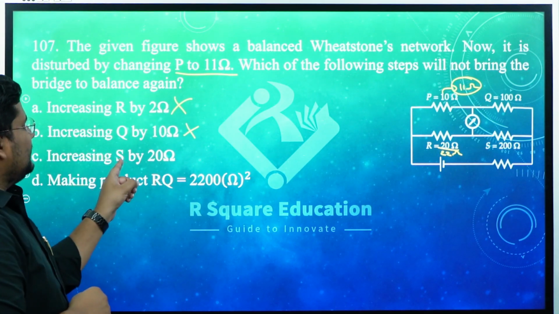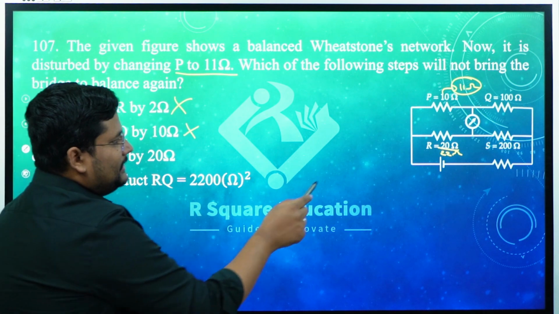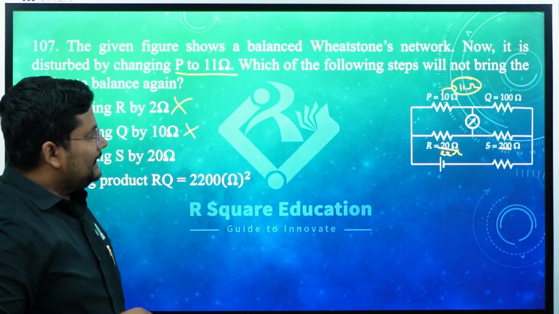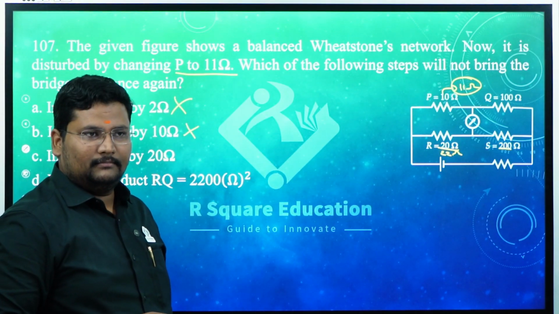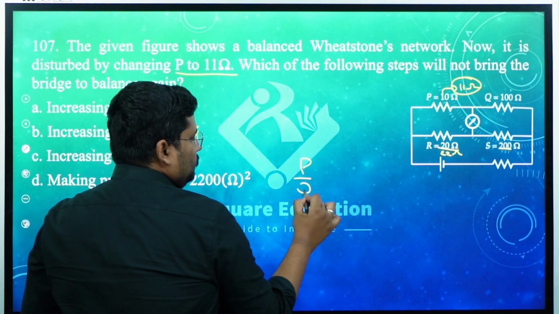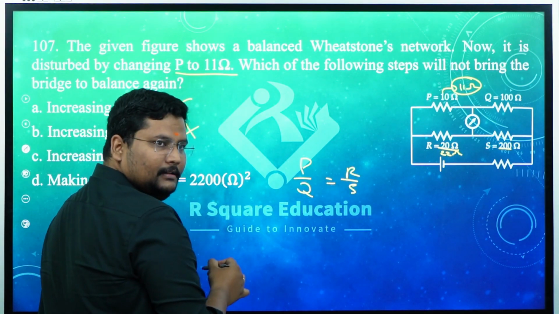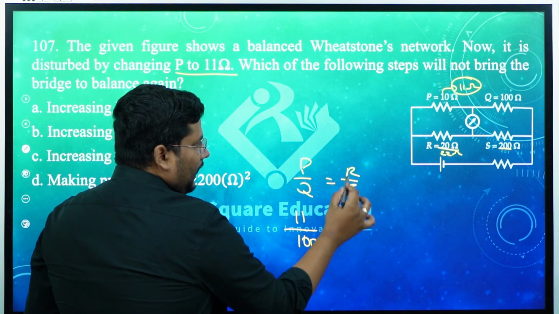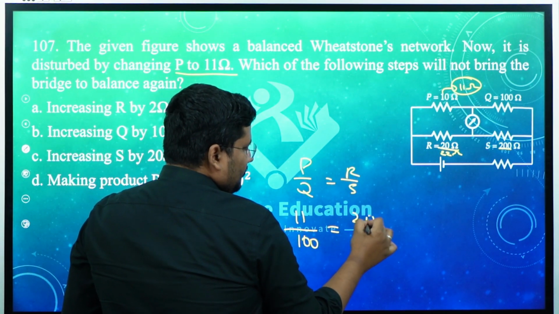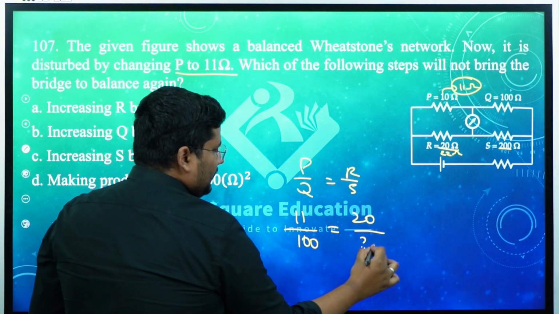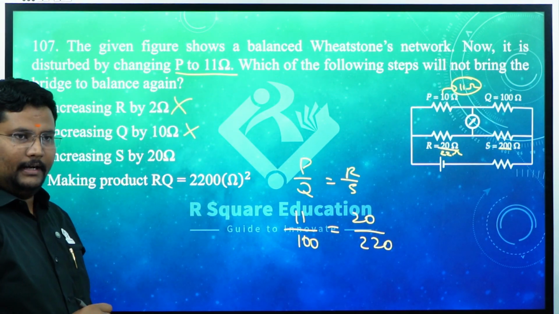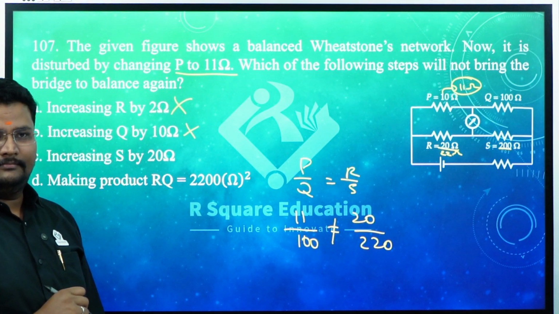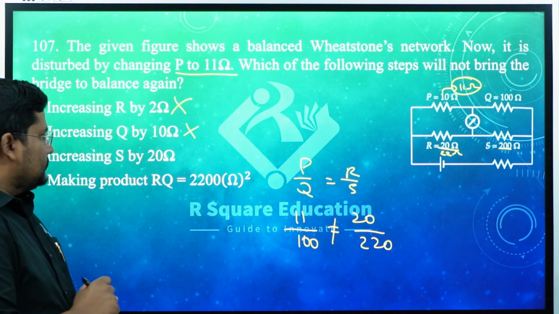Next, increasing S by 20 ohms. So, increasing S by 20 ohms, what will happen? 20 by 220. It will never balance with 10 by 100. Now P by Q is equal to R by S. If P is 11, Q is 100, R is 20, divided by S, if S is increased by 20 ohms it becomes 220. 11 by 100 will never be equal to 20 by 220. So the answer will be this.